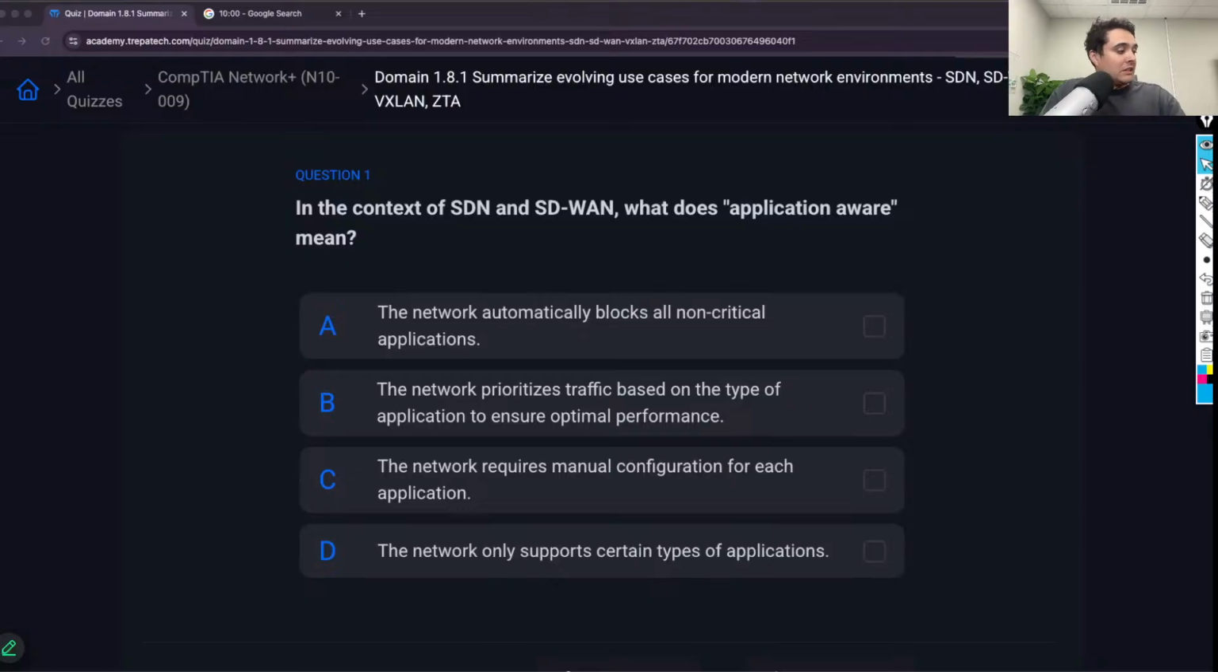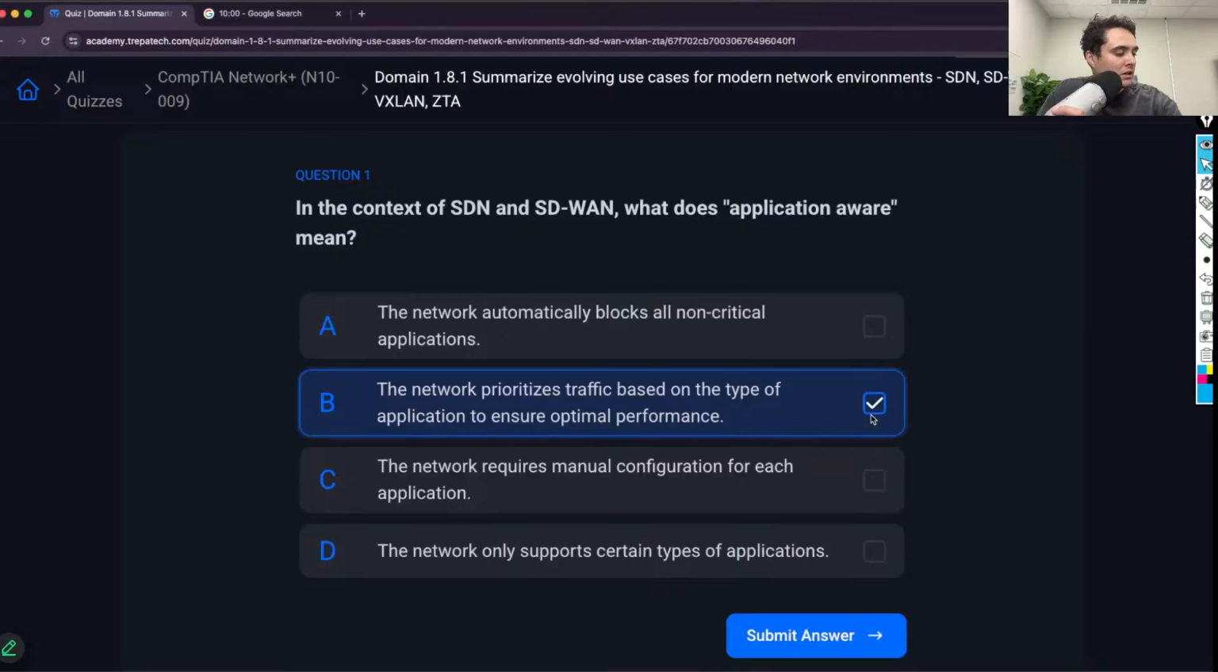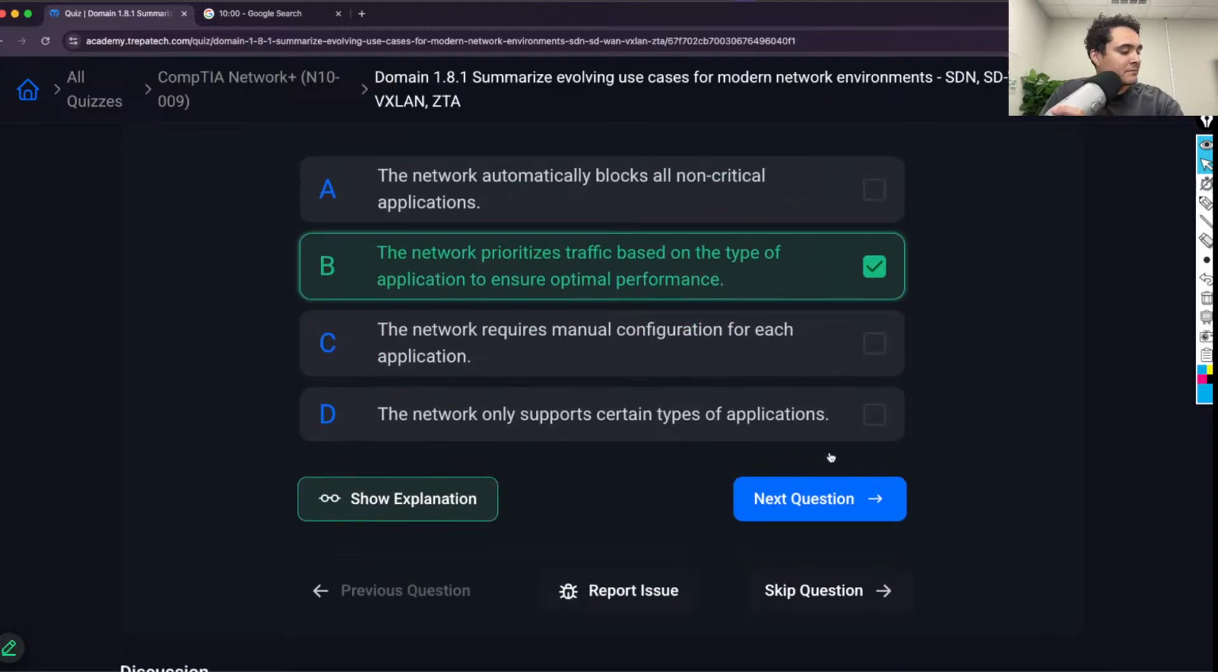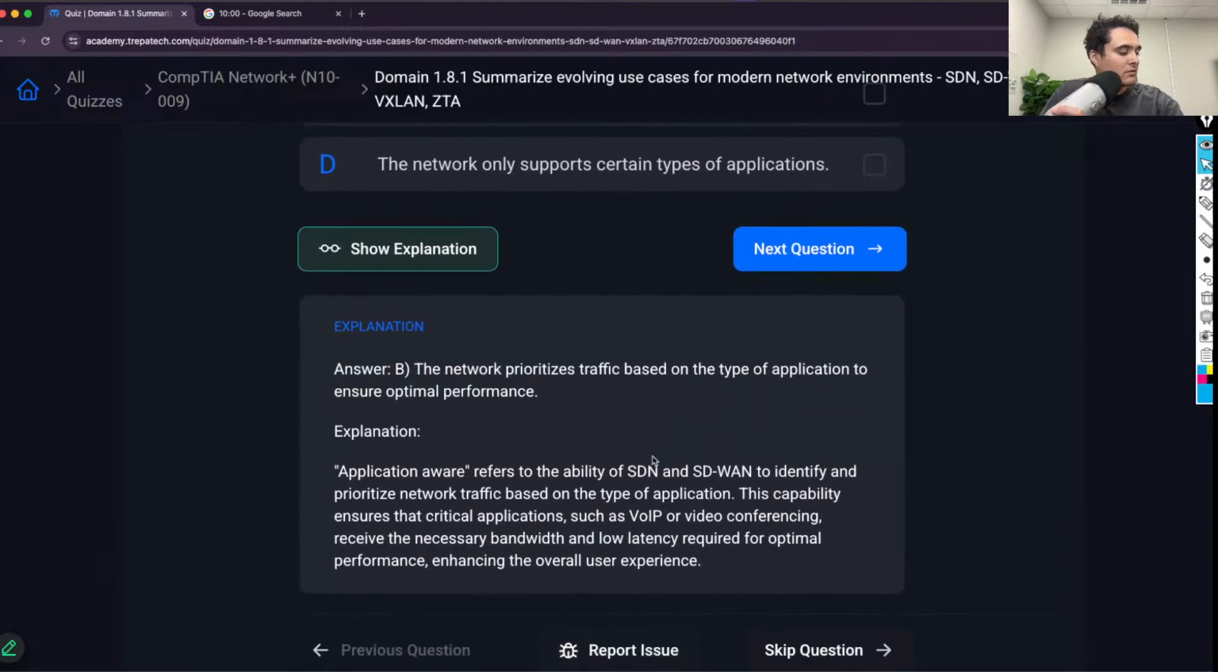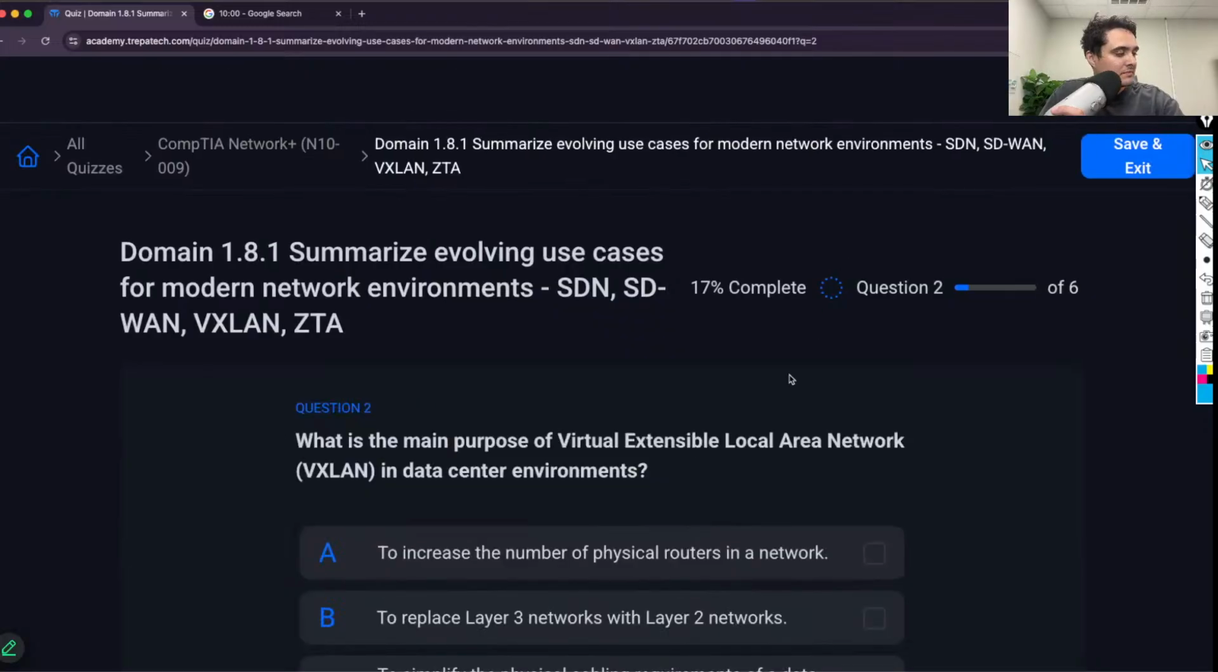Okay. So in the context of SDN and SD-WAN, what does application aware mean? So we're going to go with B here. The network prioritizes traffic based on the type of application to ensure optimal performance. So yeah, it's aware of the applications users are trying to access, and we're going to put priorities on that. So the answer is B.